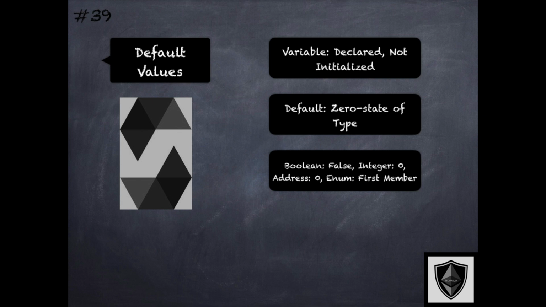For statically sized arrays and bytes1 to bytes32, each individual element will be initialized to the default value corresponding to its type. For dynamically sized arrays, bytes and string, the default value is an empty array or string. For enum types, the default value is its first member. We haven't really looked at all these types, which we will examine in the forthcoming slides, but for now, it's sufficient to recognize that all these different types have a default value that is the 0 state for that type.